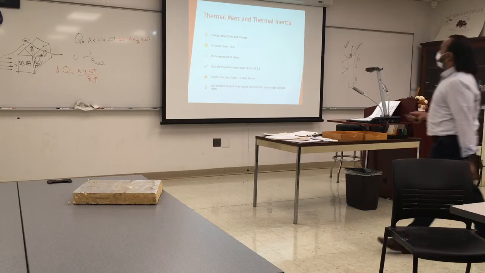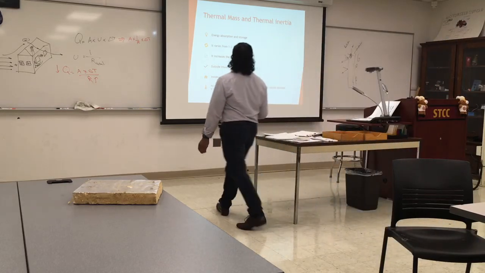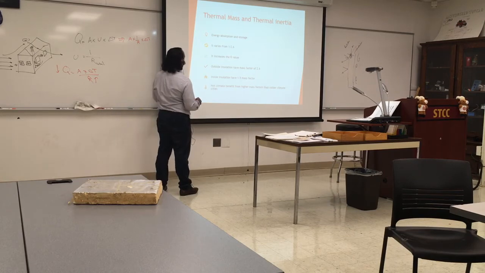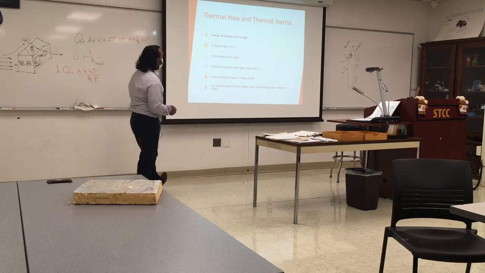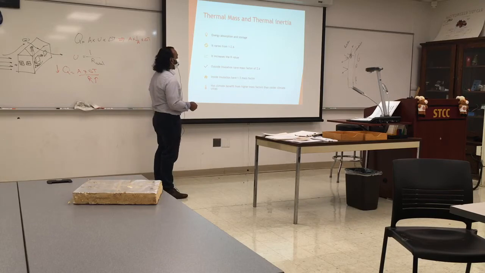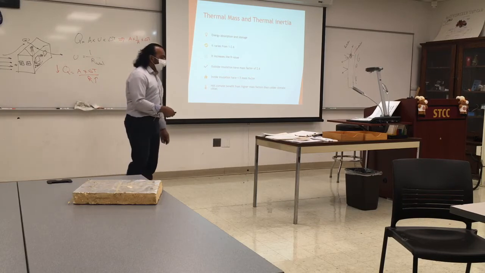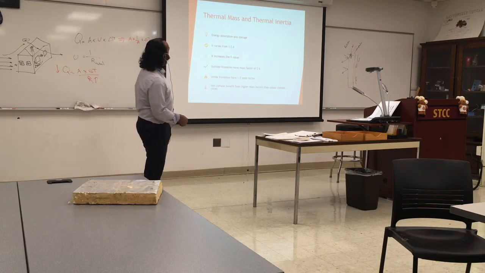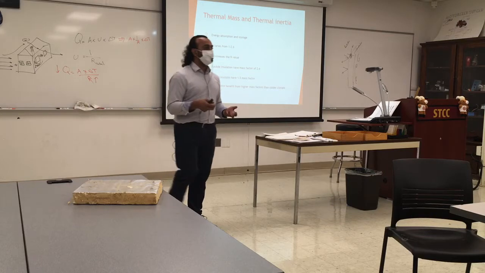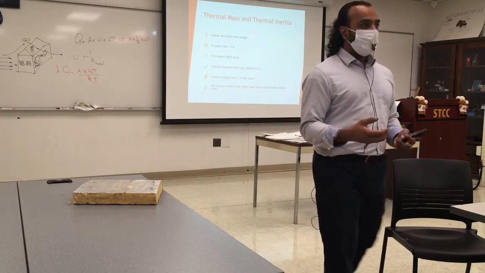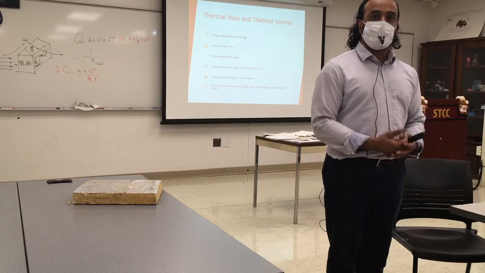So energy absorption and storage varies from a value of 1 to 2.6. It increases the R value, and outside insulation has a mass factor of 2.6. Inside insulation has a factor of 1.5. If you want to read more about it, it's in the book. But I just want you to understand the idea: when somebody says thermal mass and thermal inertia, it means how much energy that material can absorb.